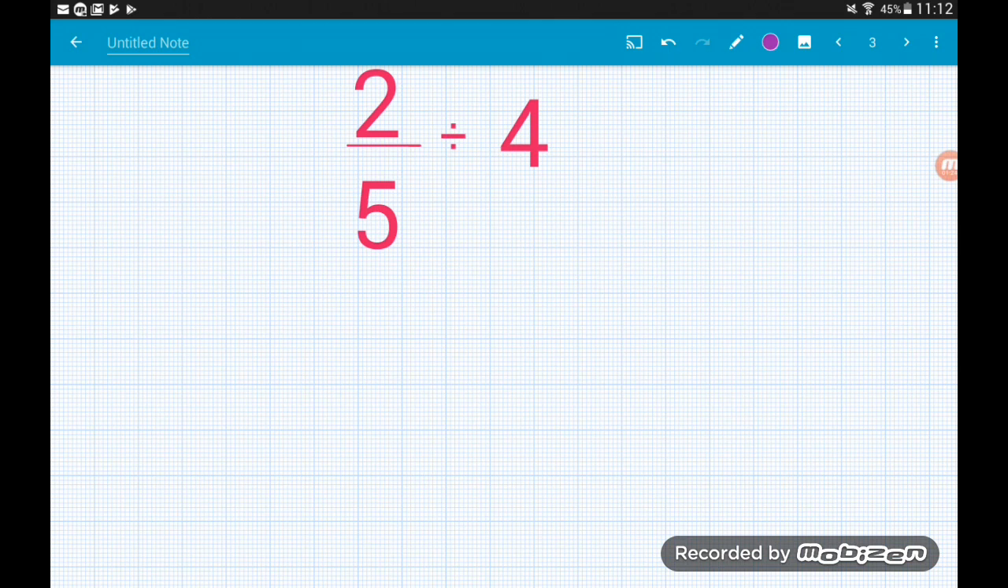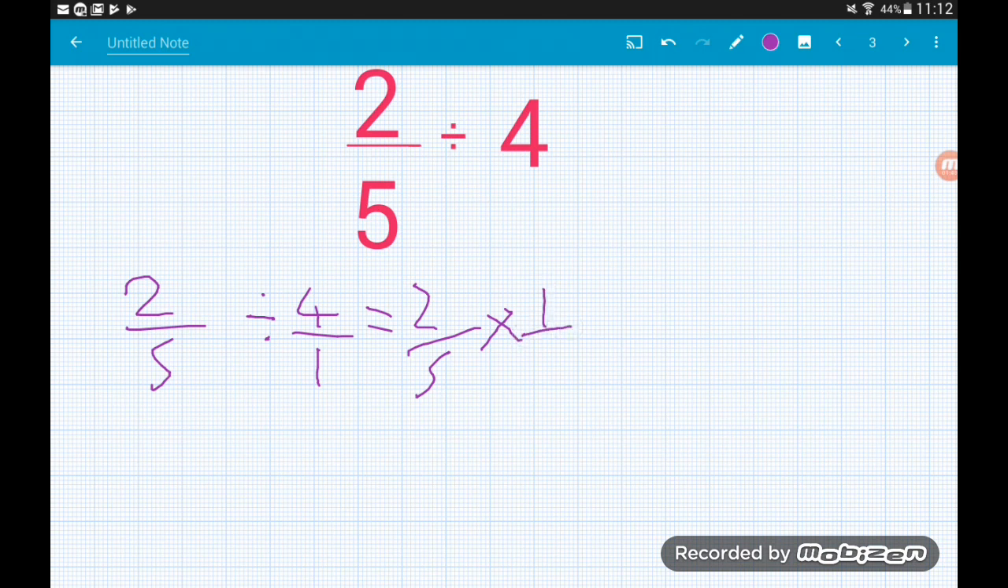Okay, 2/5 divided by 4. So again, we're going to turn that into 2/5 divided by 4 over 1. Now we're dividing by 4 over 1, which is exactly the same as multiplying by 1 over 4. Now up on top, 2 times 1 is 2. On the bottom, 5 times 4 is 20. So we've got 2/20. That can be simplified to 1/10. So 2/5 divided by 4 is 1/10. Rocking.